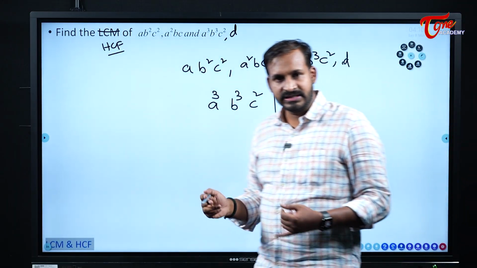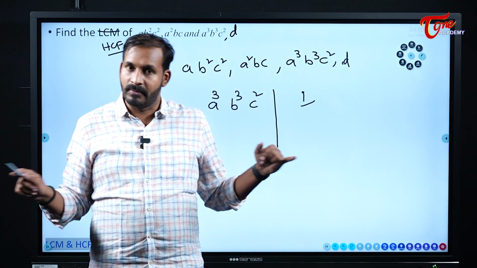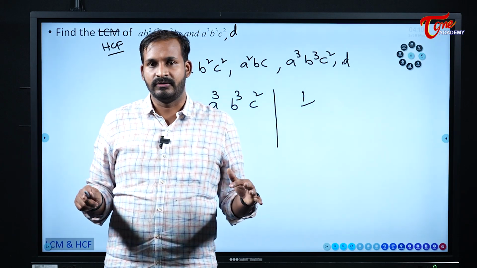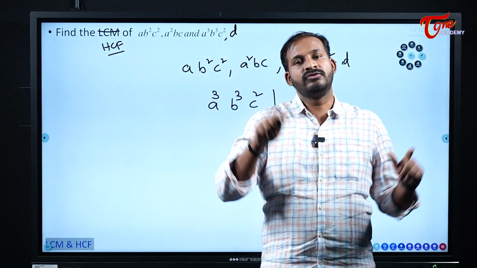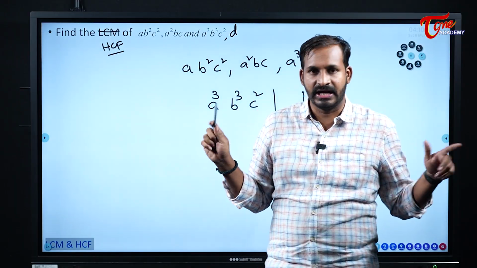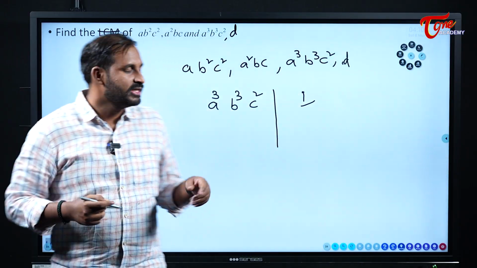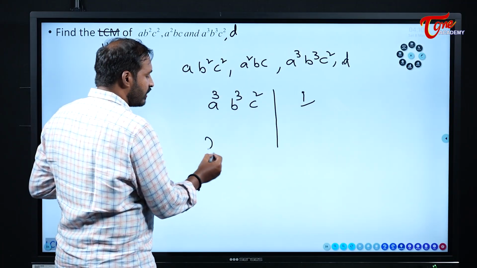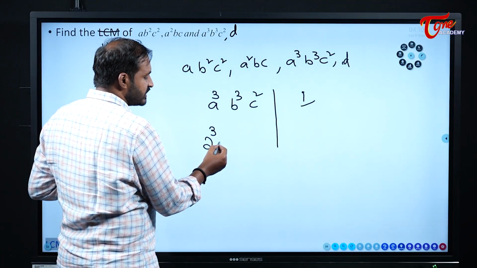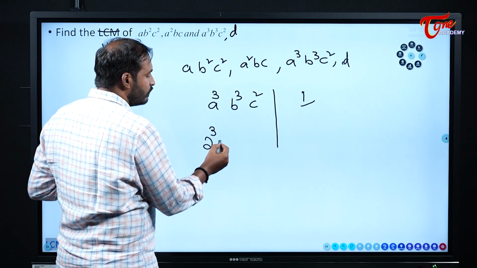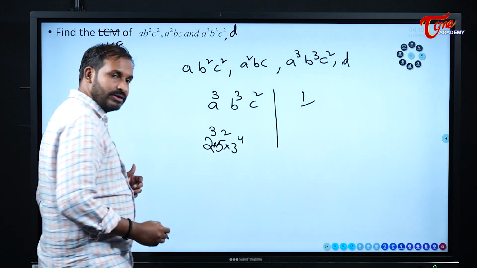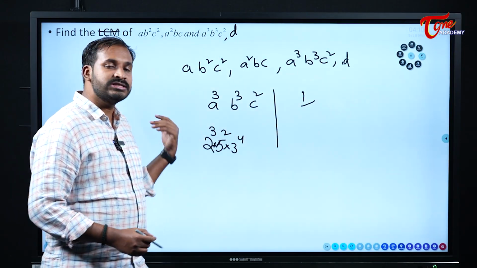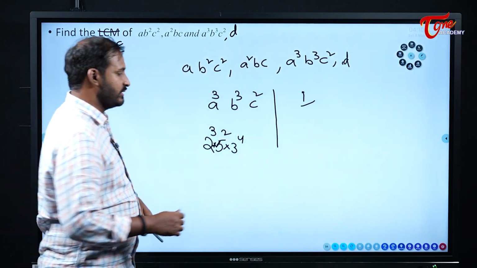So in case of HCF, you will write only the common terms and take the least power. In case of LCM, you will write all the terms and you take the highest power. Why I am telling this is, later you may have questions based on this. You may see questions something like this: 2 cube into 5 square, into 3 to the power of 4. They will give you such cases. In those cases, you can use this concept, right?